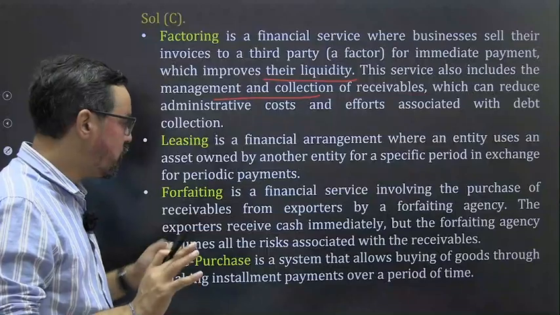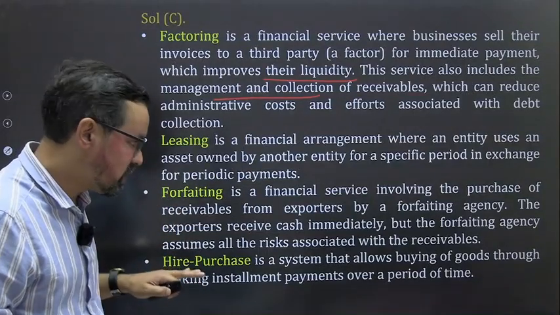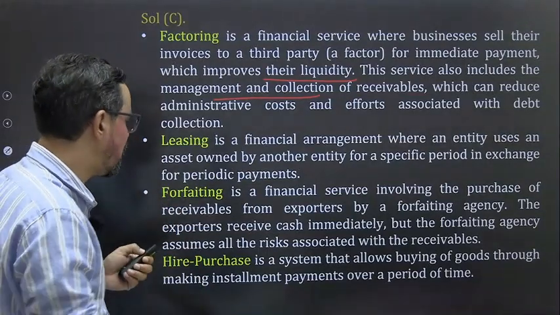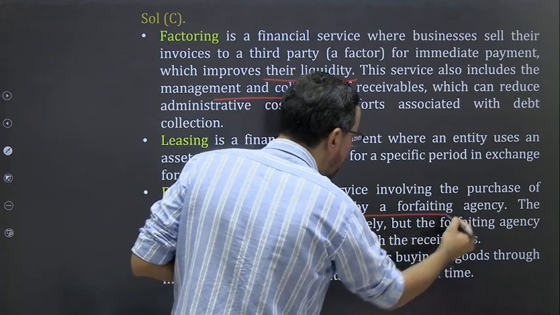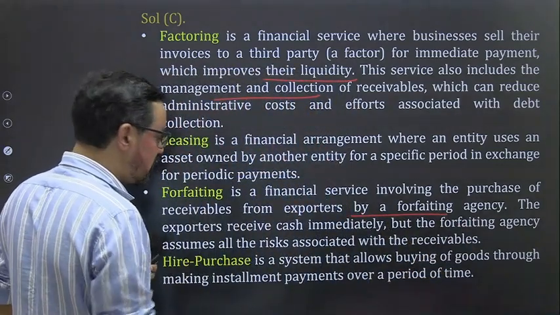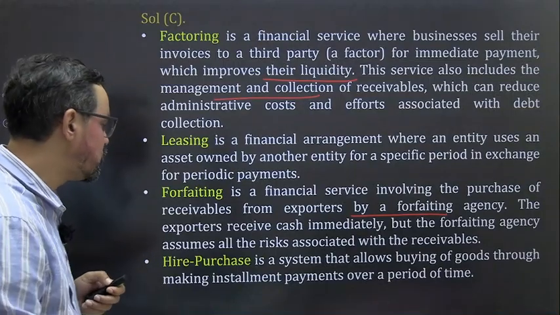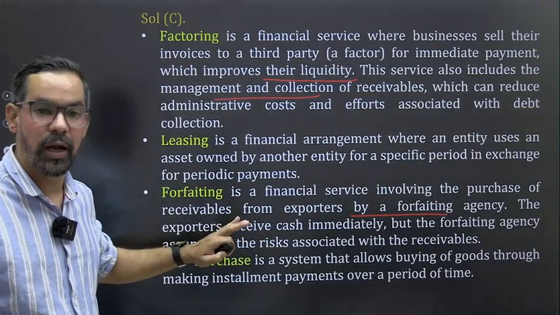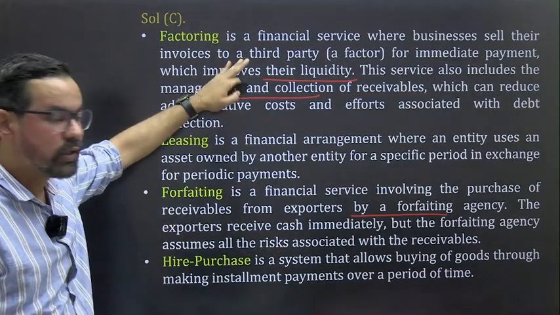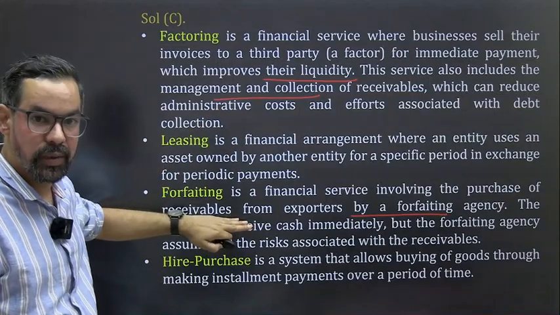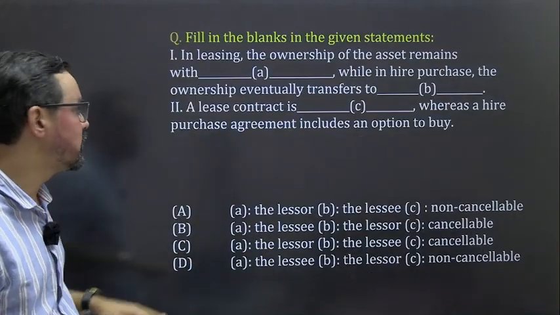Forfeiting is a financial service involving the purchase of receivables from exporters by a forfeiting agency or financier. The exporter receives cash immediately, but the forfeiting agency assumes all the risk associated with that particular one. So this is with or without recourse, and this is always without recourse, and it is backed by LC.